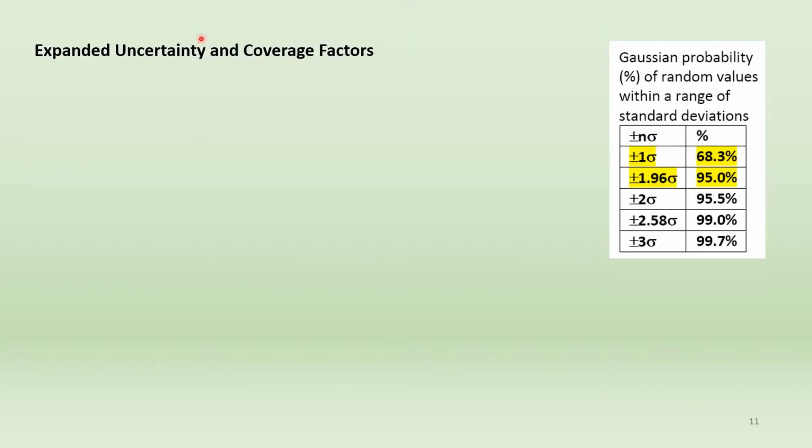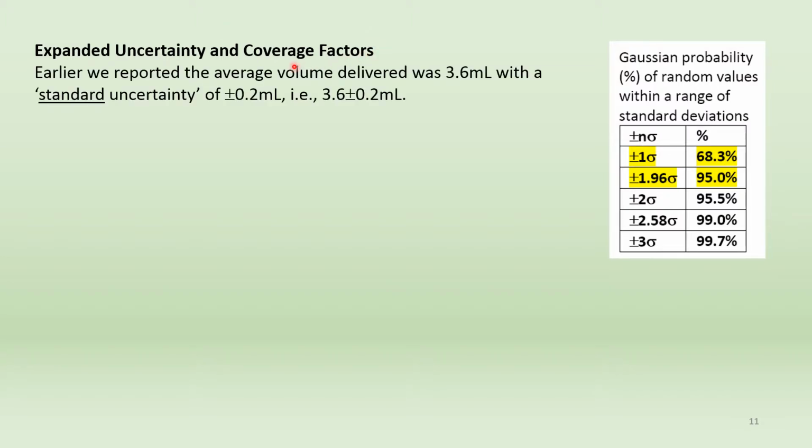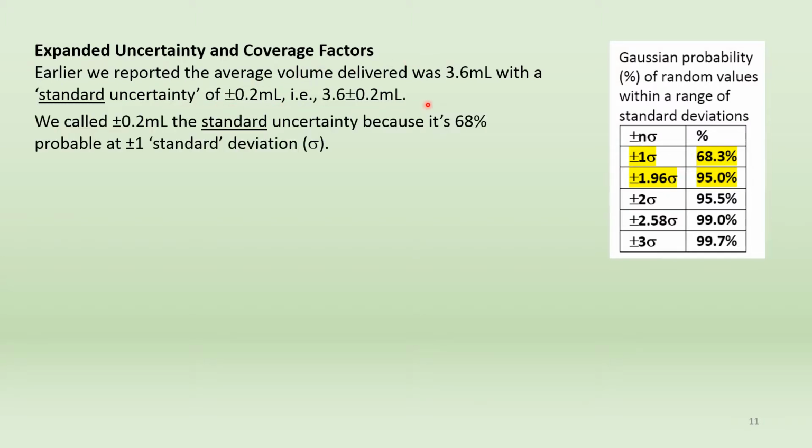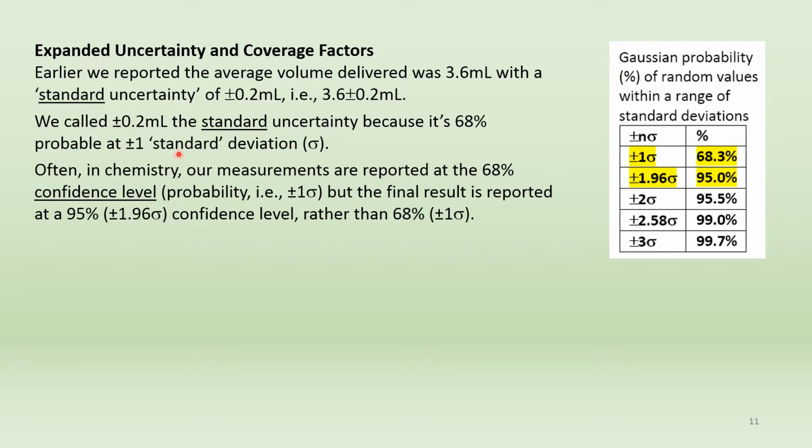Let's talk about expanding our uncertainty and coverage factors. So earlier, when we only had the first 5 volumes measured, we reported the average volume was 3.6 mils with a standard uncertainty, or standard deviation, of plus or minus 0.2 mils. We called plus or minus 0.2 mils the standard uncertainty because it was 68% probable at the plus or minus 1 standard deviation limit.